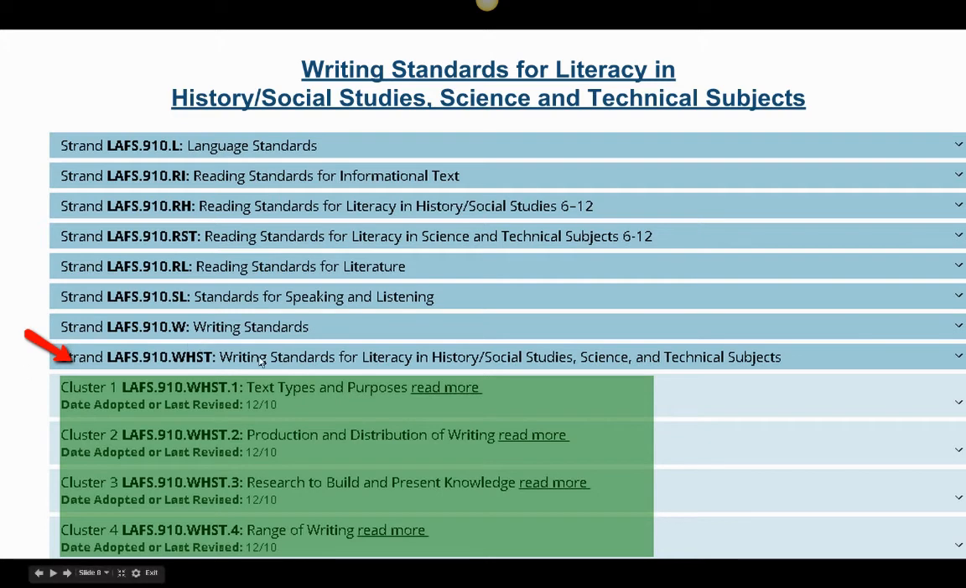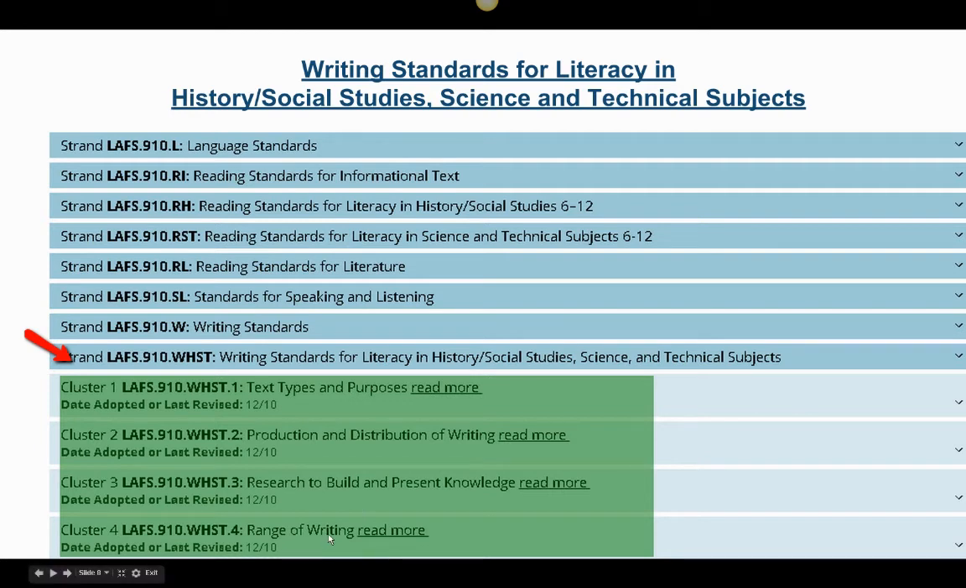The writing standards are clustered together with all the subjects. So the writing standards are for literacy and history, social studies, science, and technical subjects. Within that strand of writing standards, you have 4 clusters. The first cluster is text types and purposes. Here's where we'll find the specs for what is contained in an argumentative essay and what's contained in an informational or an explanatory essay. Production and distribution of writing, research to build and present knowledge, and then ranges of writing.